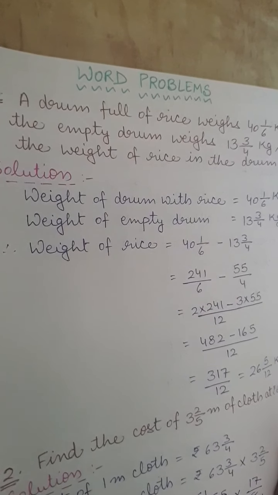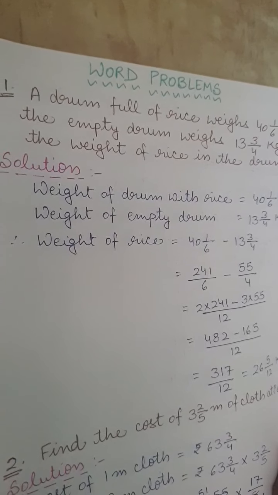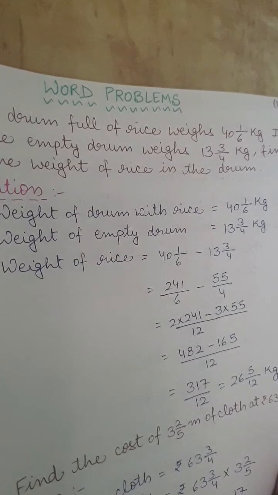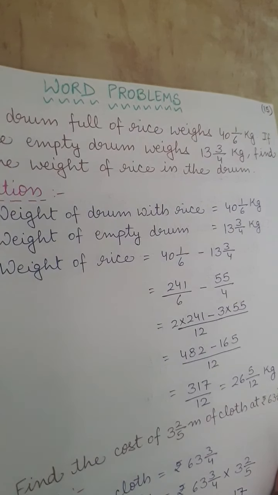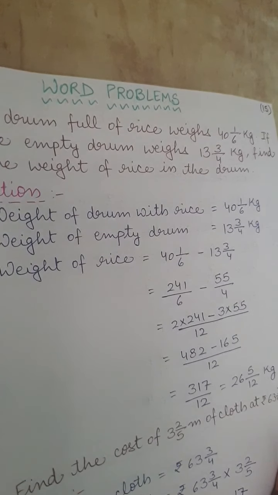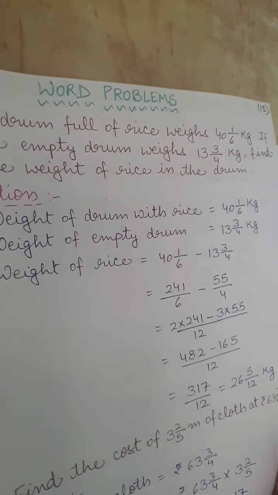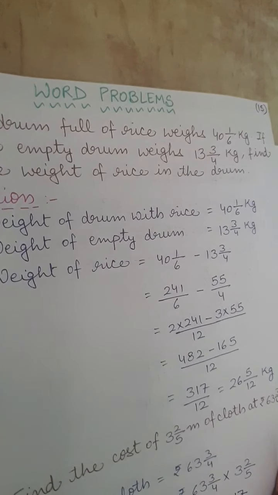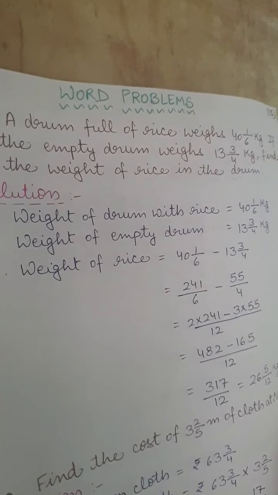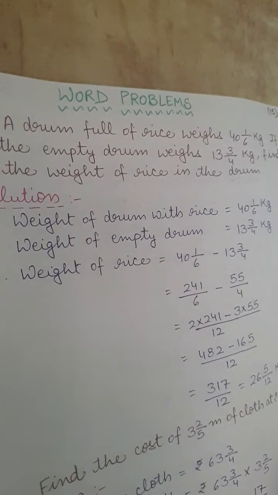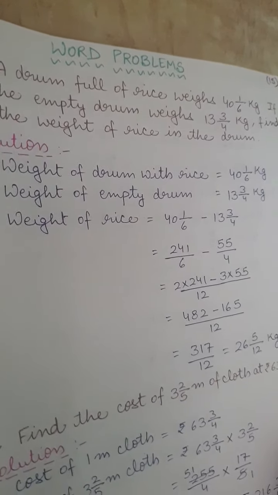Take the first question. A drum full of rice weighs 40 and 1/6 kg. If the empty drum weighs 13 and 3/4 kg, find the weight of rice in the drum. There is a drum which is filled with rice, and its weight is 40 and 1/6 kg. And the weight of the empty drum is 13 and 3/4 kg.